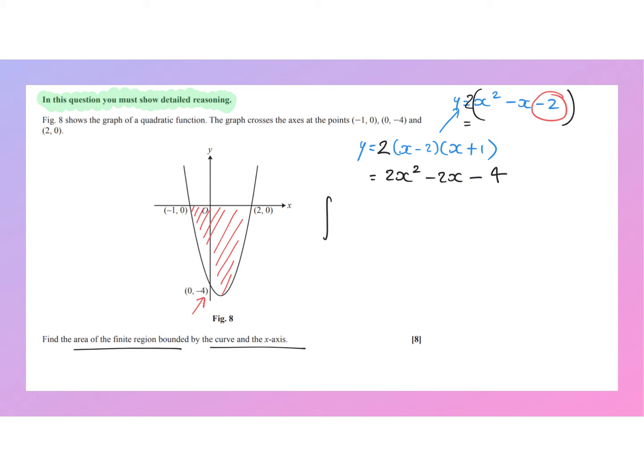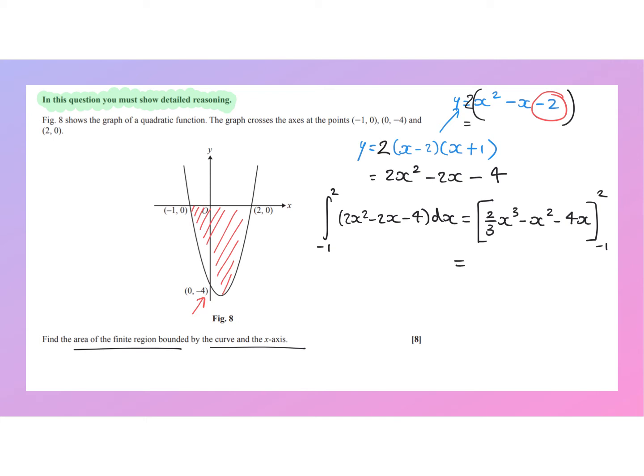Now the area is clearly going to be calculated by integrating 2x² - 2x - 4 with respect to x between limits of -1 and 2. So that gives us 2/3 x³ - x² - 4x. And we need to evaluate the integral at these limits.